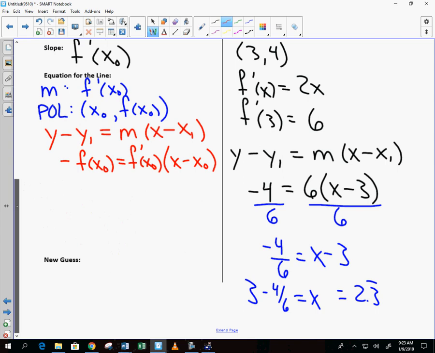Okay, notice I'm going to solve this exactly like I did over here. I divided both sides by 6, so here I'm going to divide both sides by f prime of x sub 0.